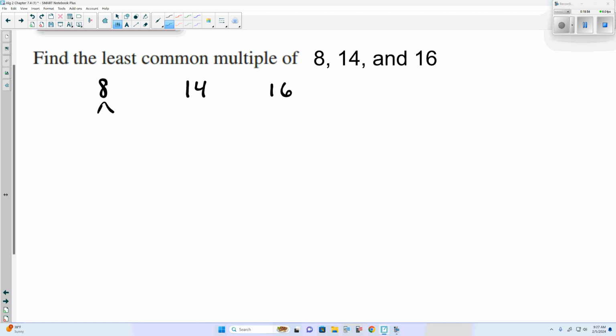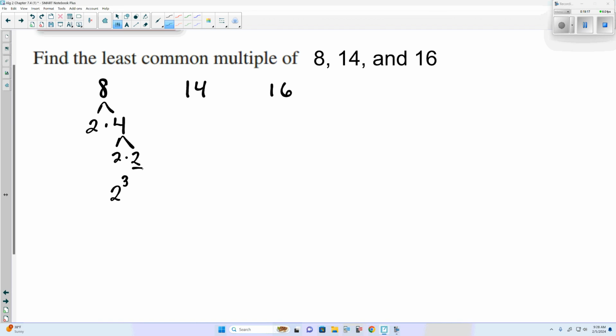Always start with the smallest prime number, and it's not 1. The smallest prime number is 2. So we can do 8. And 2 does go into 8. It's 2 times 4. Then we'll look at 4, which is 2 times 2. So our 8 is 2 to the 3rd power.